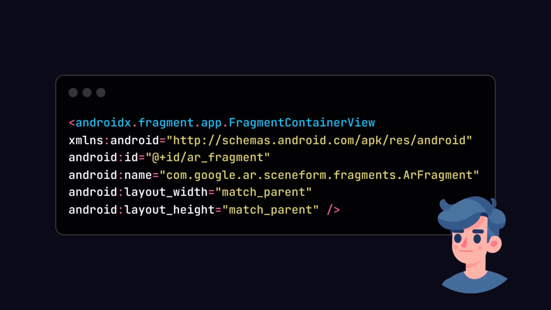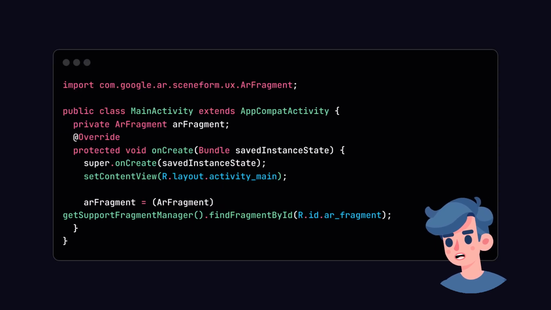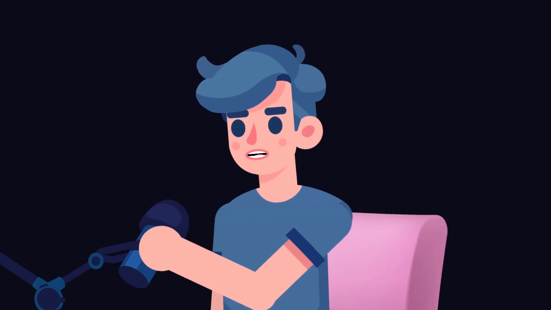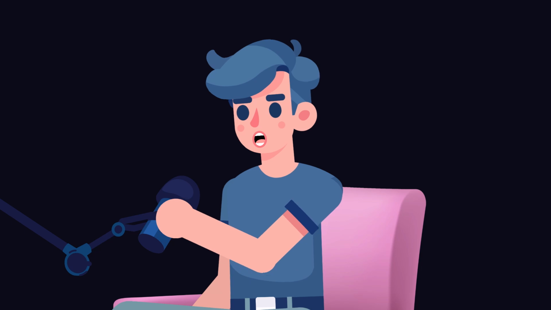In your activity.xml layout file, we will add an AR fragment. Back to MainActivity.java, we will set up the AR fragment to handle AR session updates. We are now able to detect planes in our AR scene. To create a treasure hunt, we will need to display some treasures on the detected planes.